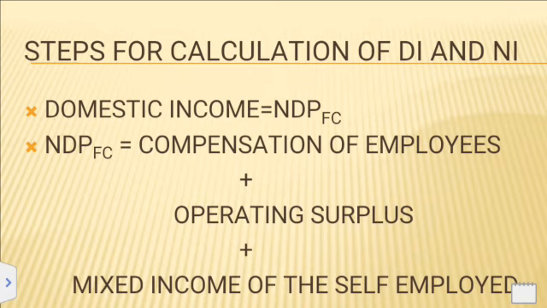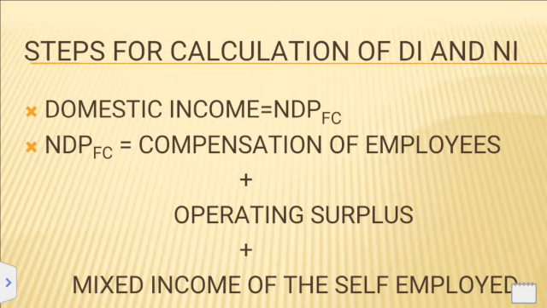To calculate this domestic income, that is net domestic product at factor cost, we have to add three components. Number one, compensation of employees, which we have already discussed. Number two, operating surplus, which we just discussed in the previous slide. And the third one is mixed income of the self-employed. The first two have already been discussed. Now what is the third component?